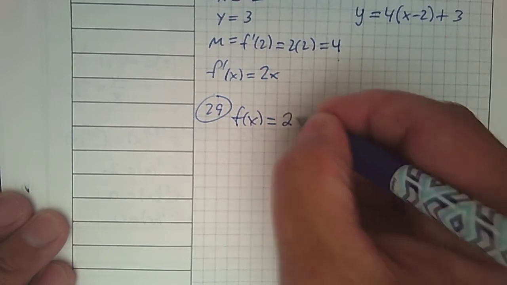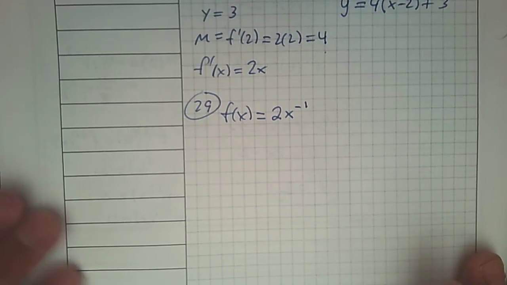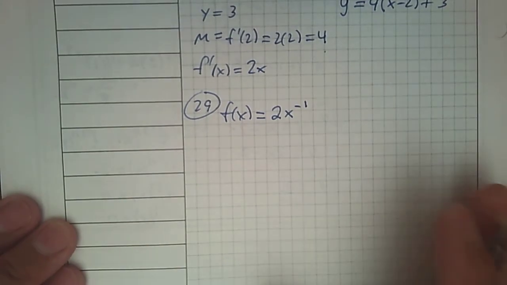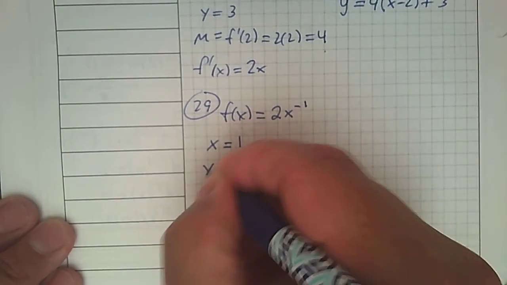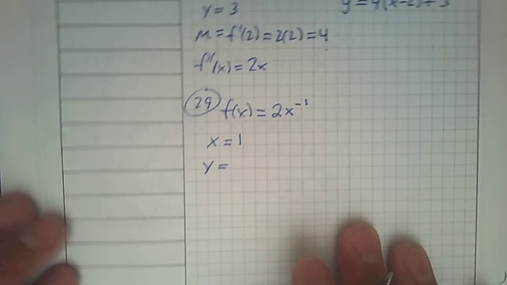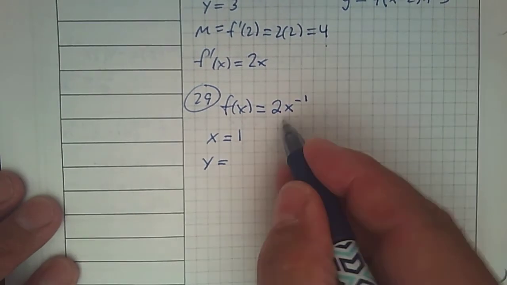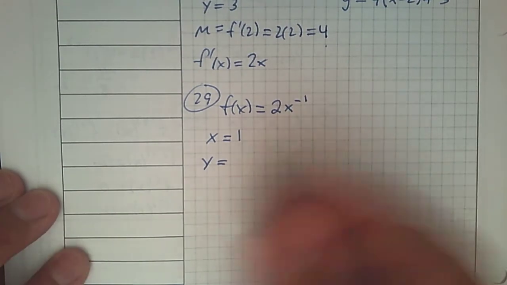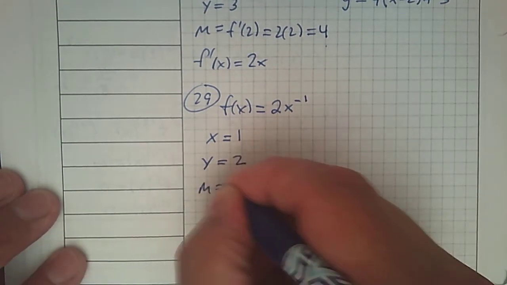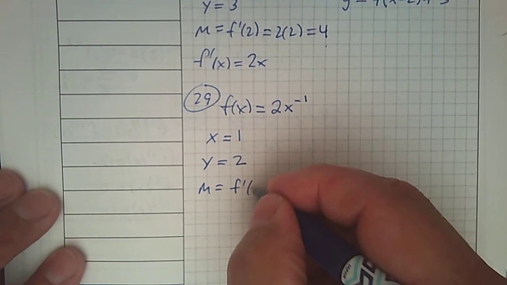So instead of 2 over x, I'm going to write it as 2x to the negative 1, so that I can do the power rule. Now, in this question, you're given the x coordinate, but you're not given the y coordinate. So to understand what the y coordinate is, you just have to plug in. And when you plug in 1 and solve it, it's just 2 divided by 1, which is 2. The next thing I need to do is find the slope at 1.